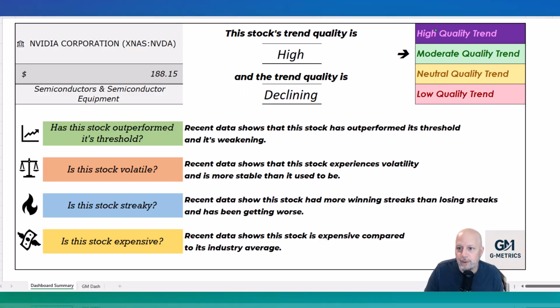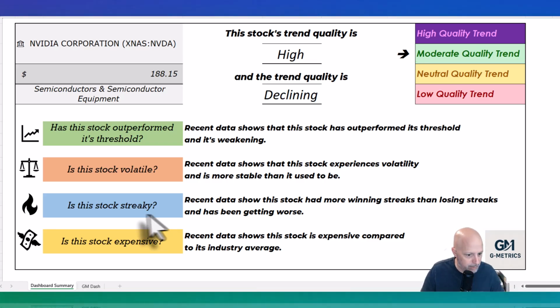And then finally, we have my 4-tiered rating system over here on the top right. Basically, it's an analysis, a representation of the trend quality, what it is now and how it's been changing over time. And NVIDIA falls into the moderate quality trend characteristic or rating right here.